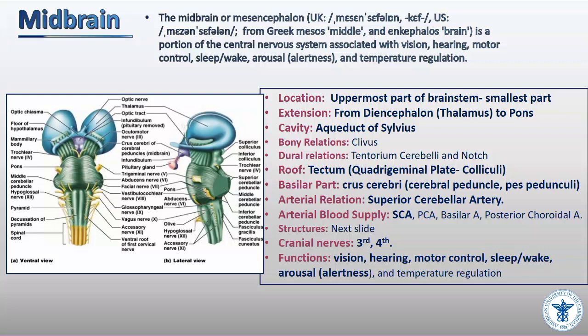Yes? And for each of these sections, I've given a concise summary of the relations on the side. And the ones that are highlighted are something that you need to absolutely know. Okay? So it's the uppermost part of the brainstem. It's the smallest part of the brainstem. It extends from the thalamus to the pons. It has a cavity. Each part of the brainstem is associated with a CSF-containing cavity. The first one is called the aqueduct of Sylvius, which is a very narrow part, and we'll look at it a bit more in detail later.